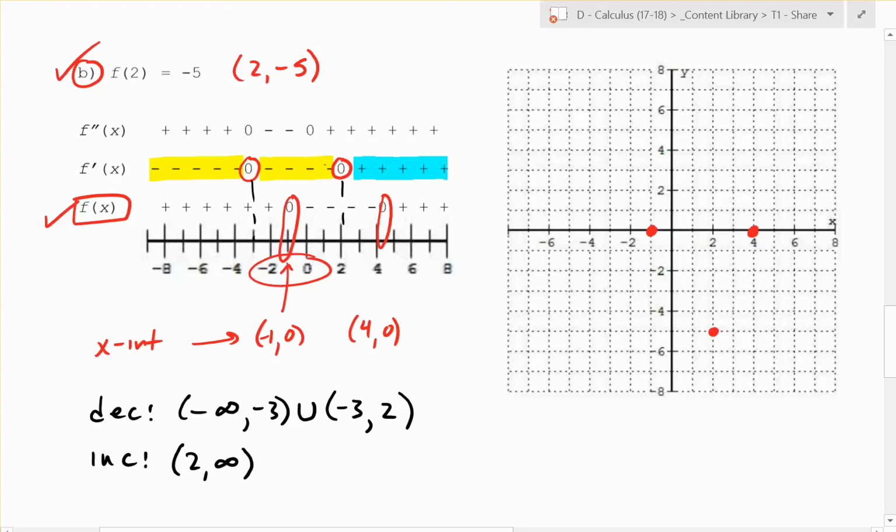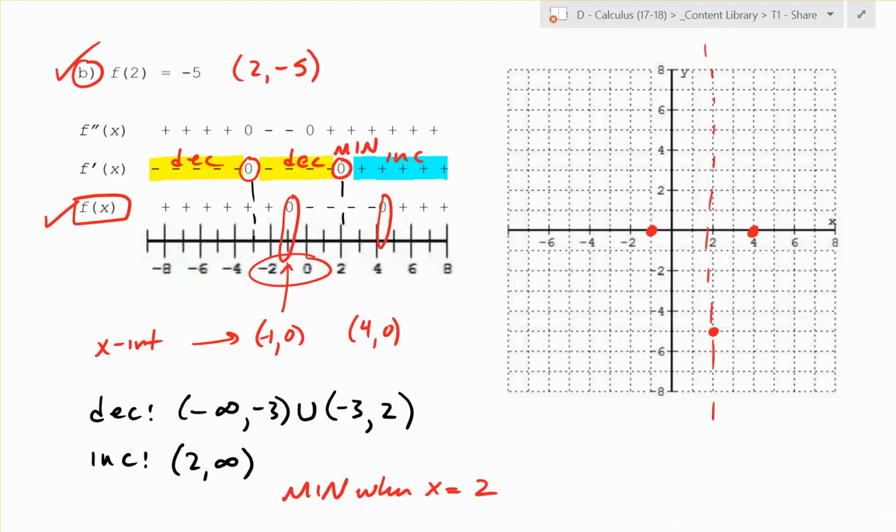If something is decreasing and then increasing, so it's decreasing, decreasing, and then increasing, this must be a minimum right here. There is a minimum when x is equal to 2. Let's put this in like this. Use green again. So we know it's going to be a minimum right there.